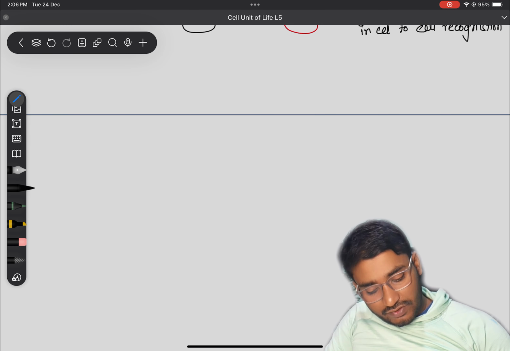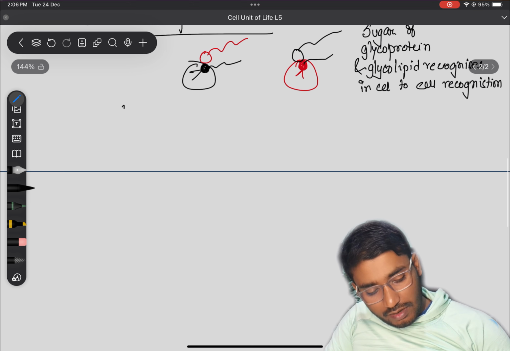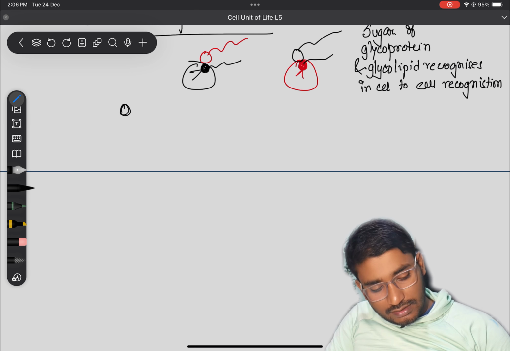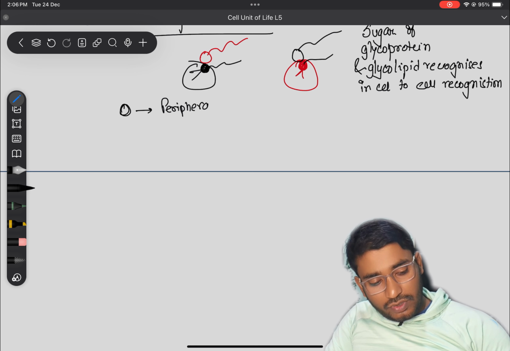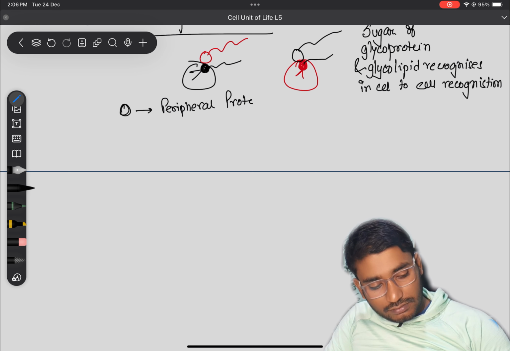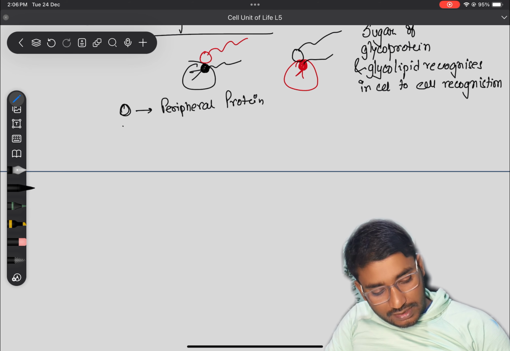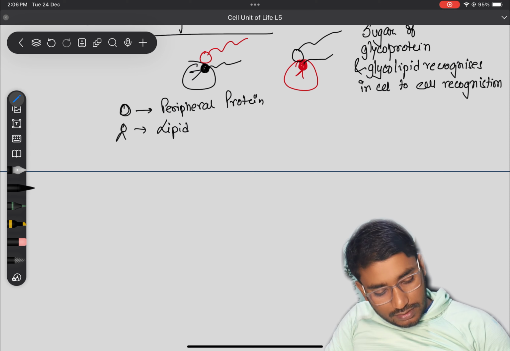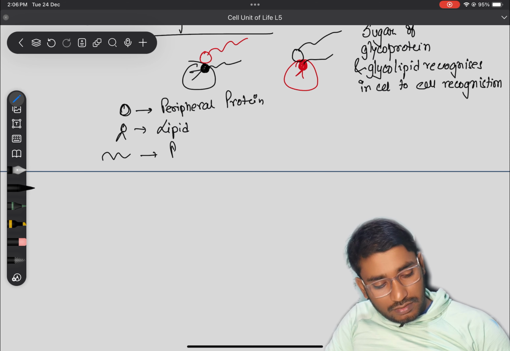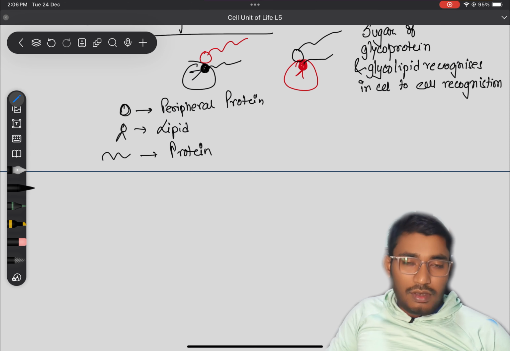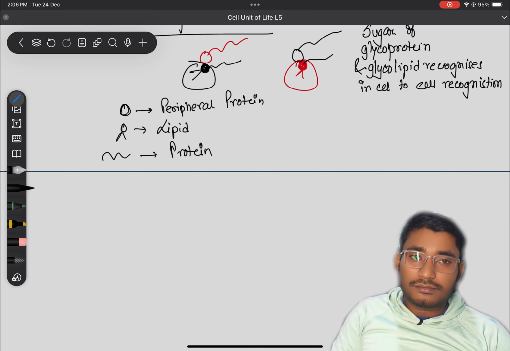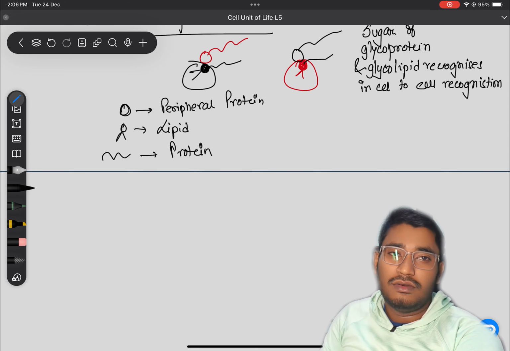Okay, so what I have drawn here is, this is the peripheral protein. I am writing the markings here. This is the peripheral protein, this one is lipid and this one is protein. Okay, I have drawn it and you just have to see what I have drawn.